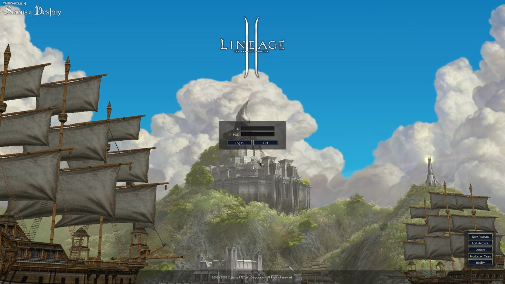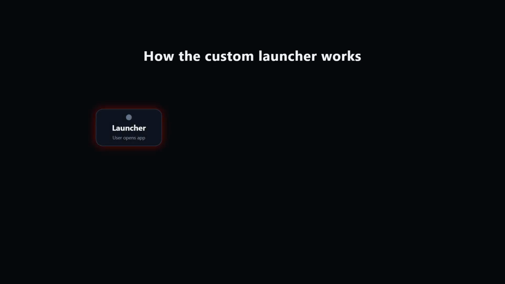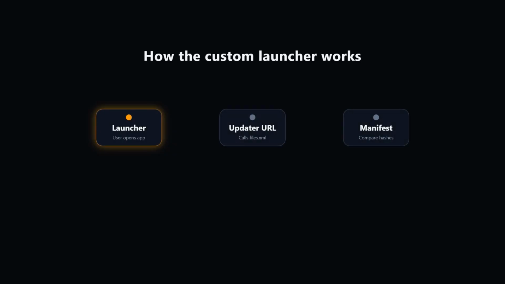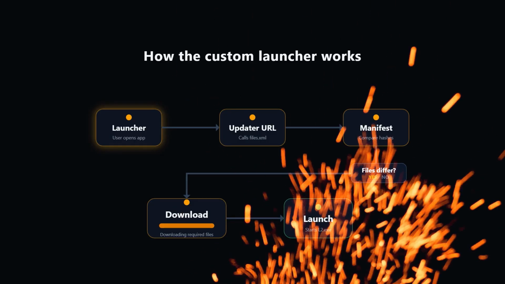Let's dive right into it. When the launcher opens, it connects to the updater link and downloads the manifest. It then compares the local client files with the server version. If any files are missing or outdated, it downloads the required updates automatically. Once everything is verified, the launcher enables the final step and starts l2.exe.